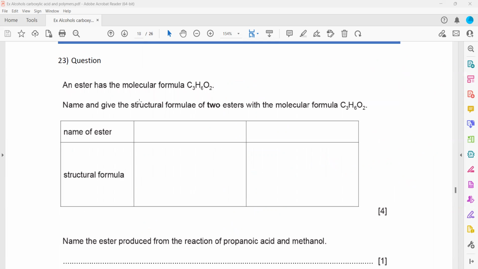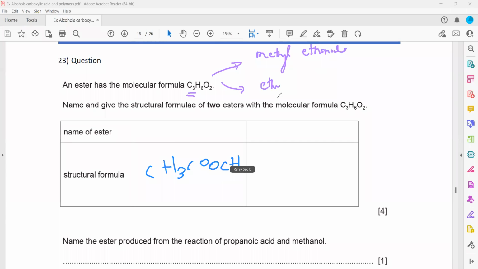An ester has a molecular formula of C3H6O2. Give the names and the structures of the two esters. We want methyl ethanoate and ethyl methanoate. So we want an ester which has three carbons. If I write the first one as methyl, meth means one carbon, then it will be ethanoate. The second one I can say ethyl, two carbons, then methanoate.